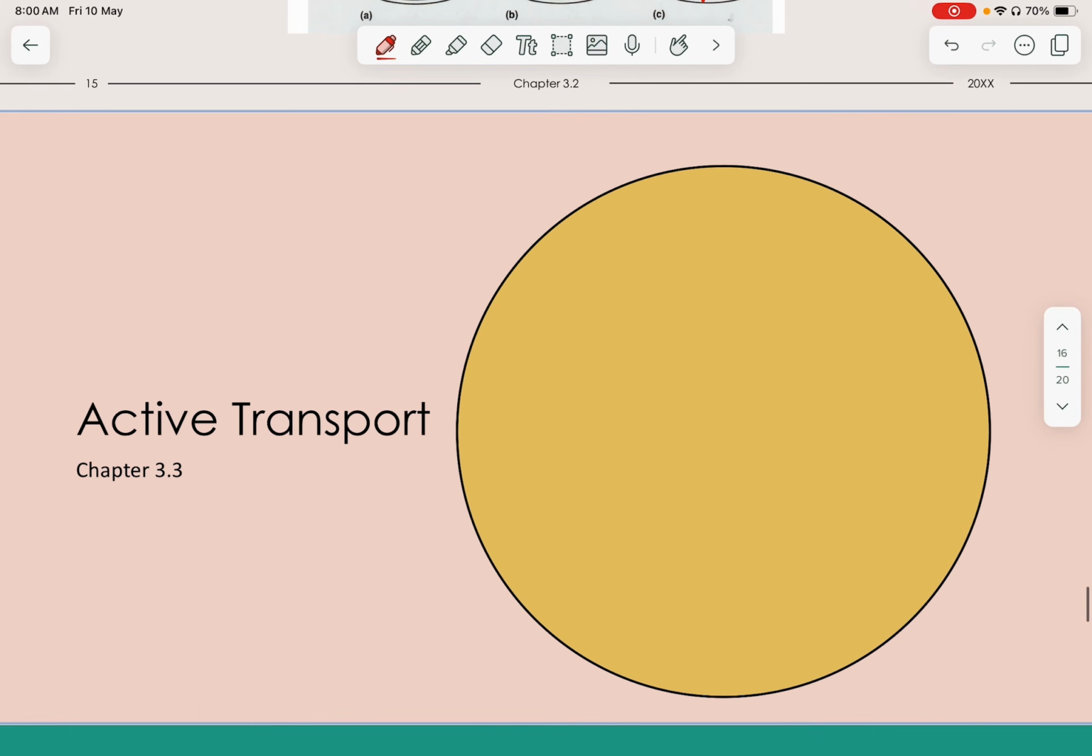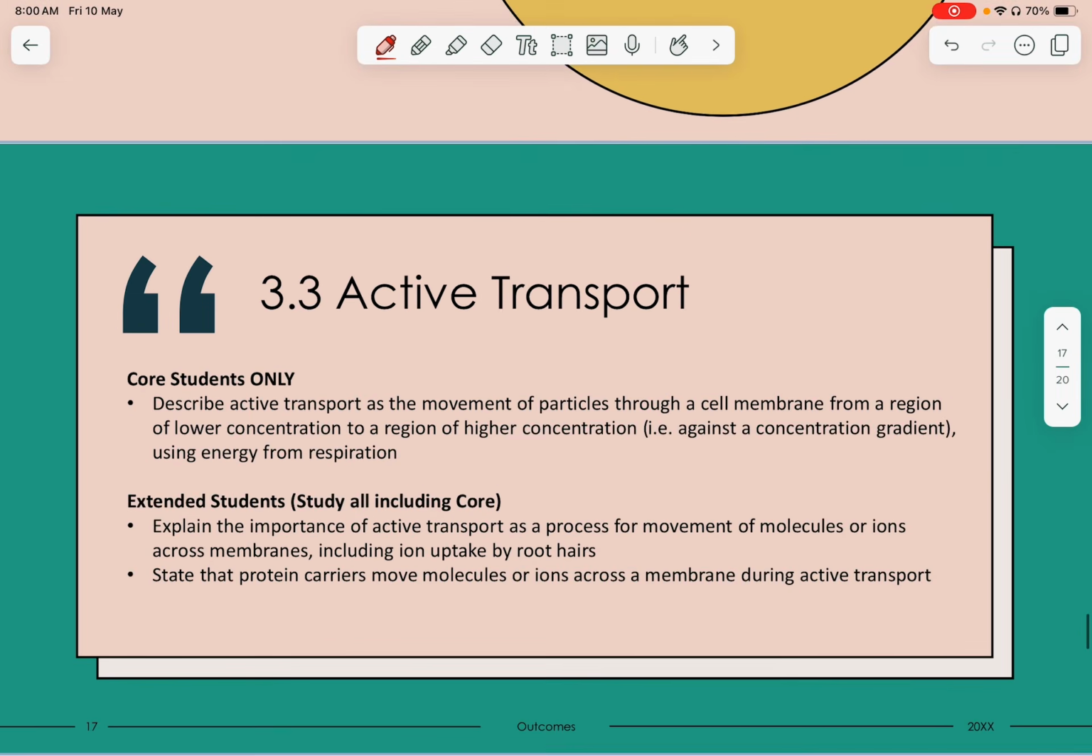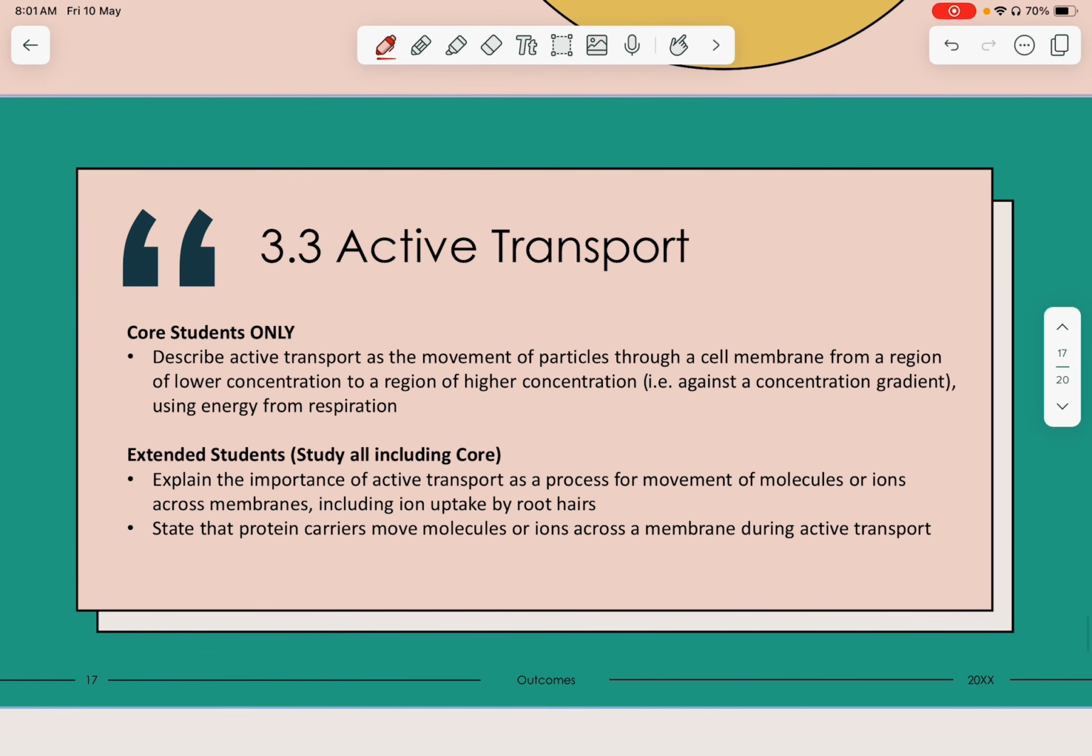Okay, now let's enter the last part, which is active transport. For the outcomes, core students will need to know the definition of active transport, and extended students will also need to know the active transport definition. You need to memorize this actually. And of course, explain the importance of active transport as the process of movement of molecules or ions across a membrane, including ion uptake. So ion uptake is the big keyword for active transport. And state that protein carriers move molecules or ions across the membrane during active transport.